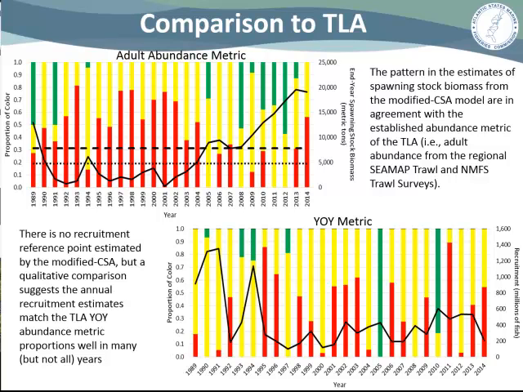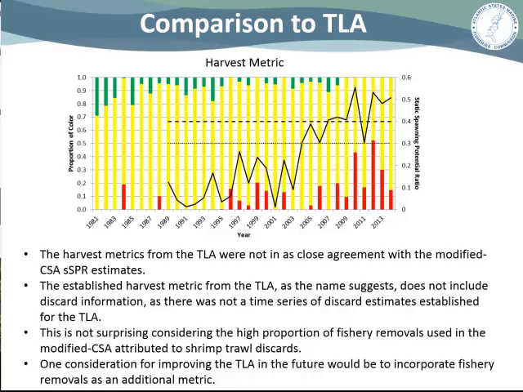Now, the harvest biomass did not match up quite as well. The harvest metrics from the traffic light were not in as close an agreement. In this case, matching up with spawning SSPR, the established harvest metric from the traffic light does not include the discard information that was used within the modified CSA model, so it doesn't account for those removals. And the discrepancy there may not be surprising just because of the high proportion of fishery removals that the shrimp trawl fishery accounts for that was used in the modified CSA. So one consideration in improving the traffic light in the future would be to incorporate the fishery removals as an added metric.